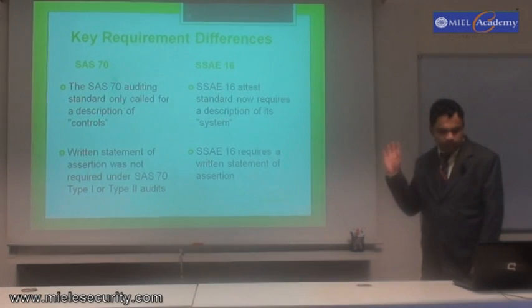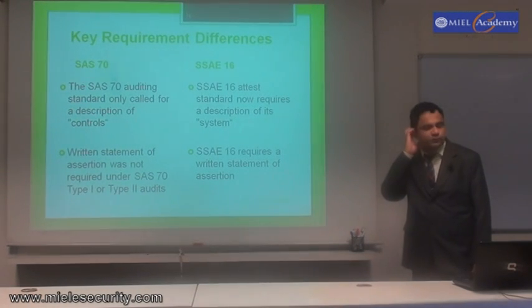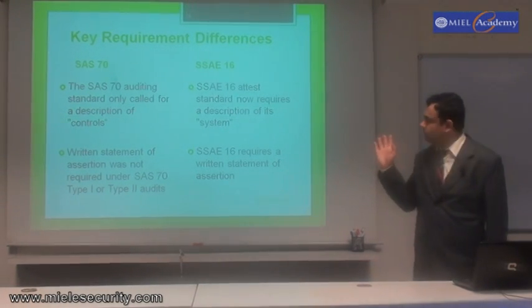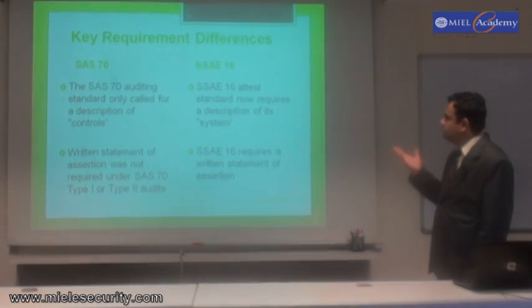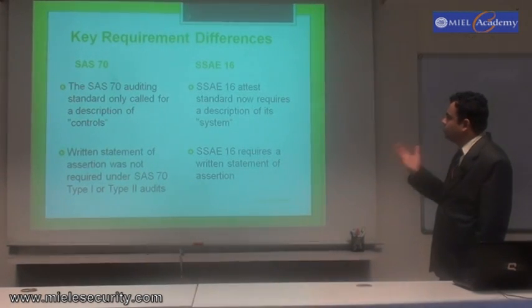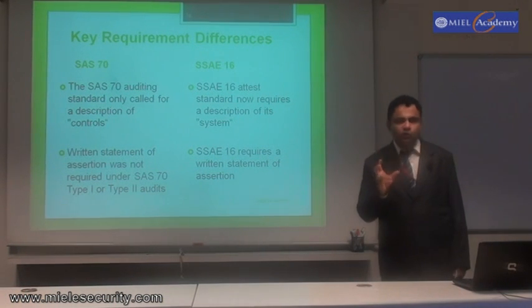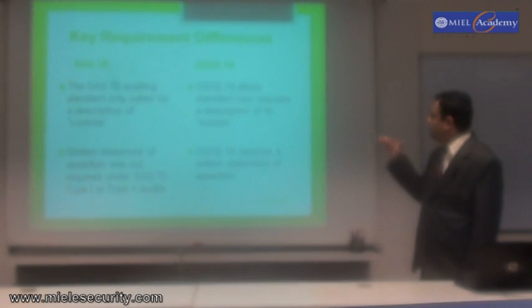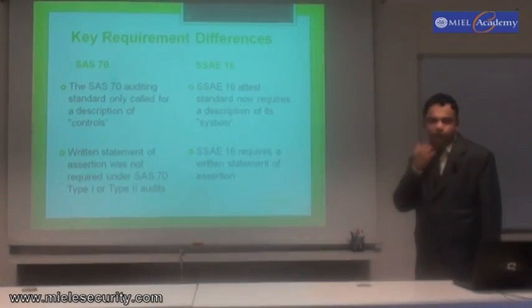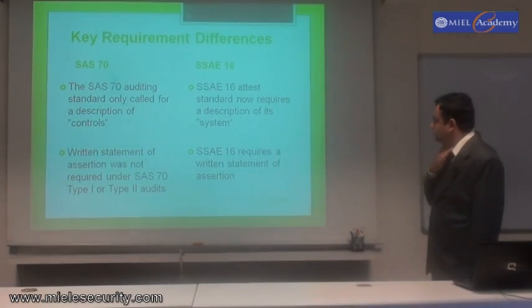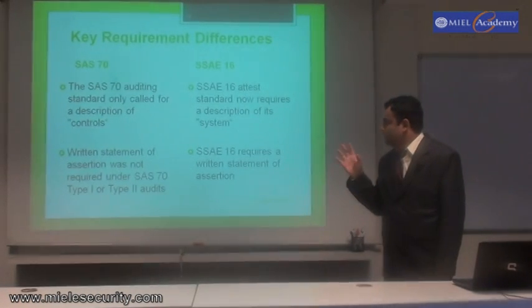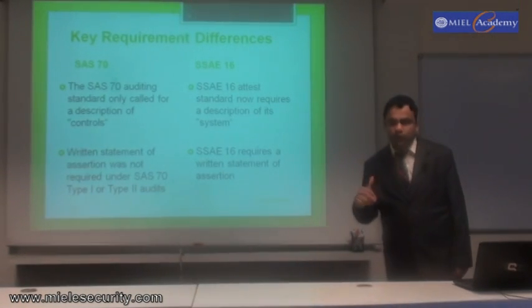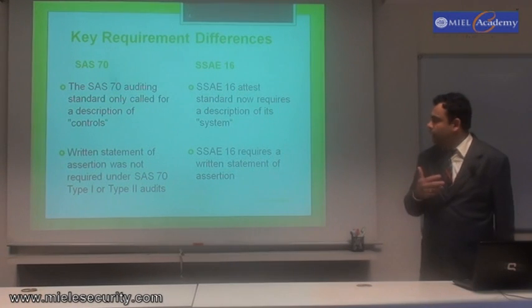So this slide gives the key differences between SAS 70 and SSAE 16. First, SAS 70 required a description of controls. Control is a very small aspect of the whole system, and SSAE 16 requires a description of the entire system, not just the controls. Second, a written statement of assertion is required by SSAE 16, which is not required in SAS 70.